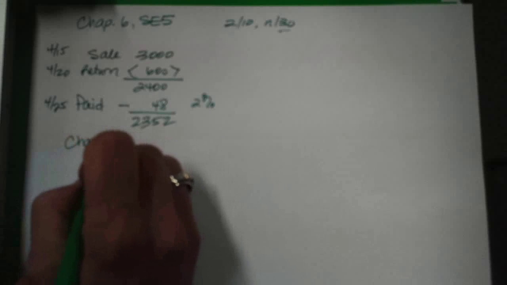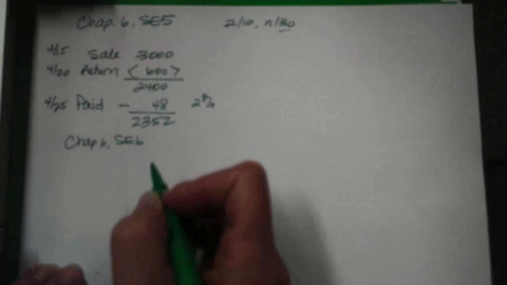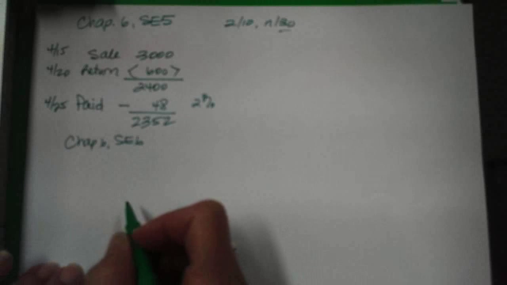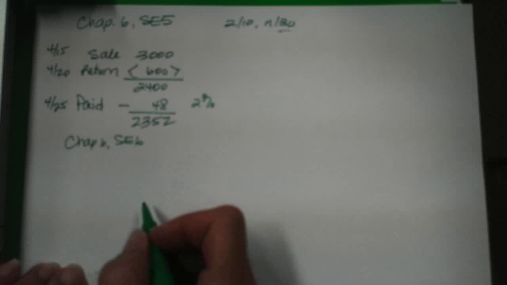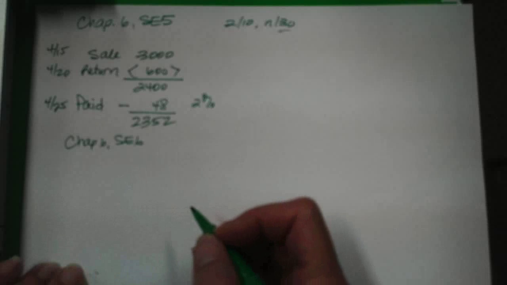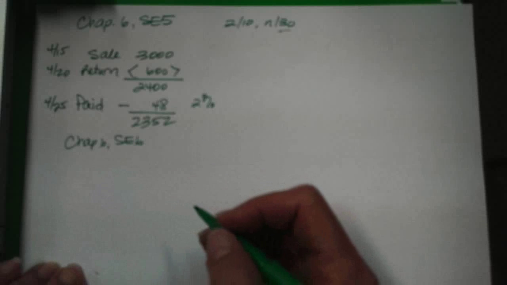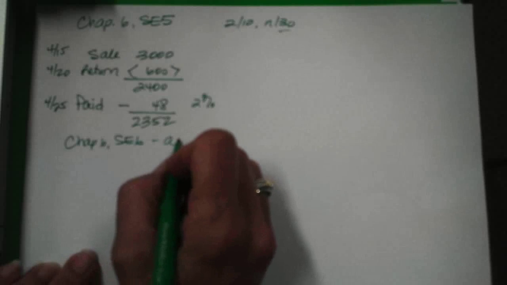Okay, now let's move on to SE6. In SE6, we are going to make journal entries. Now it says record them in T accounts, but I'm going to make journal entries because otherwise, I'm afraid you won't see the debit and the credit together, okay? So I'm going to make them as journal entries.